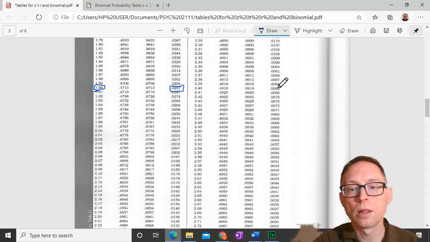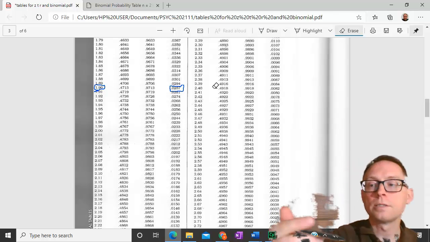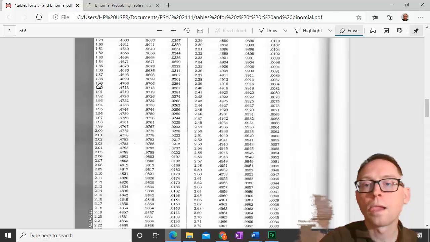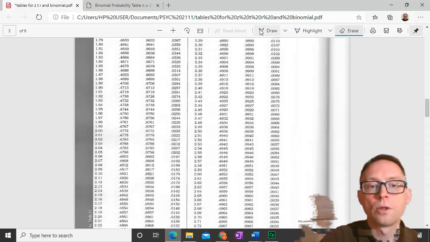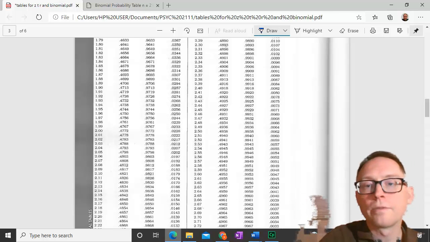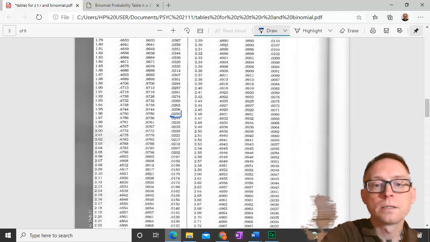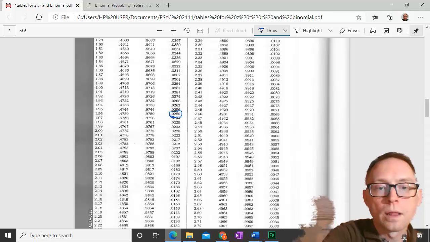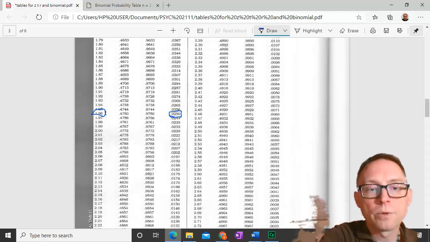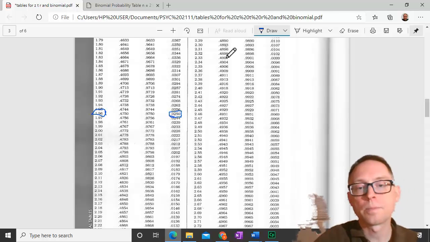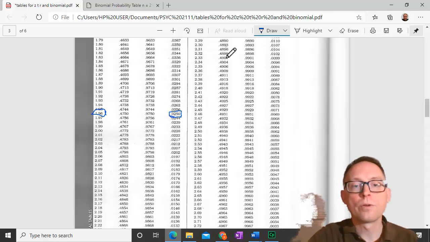0.025. And let's erase these that we had before, because that's not it. 0.025 is right here. That's 0.05 split into 2 tails. And so the value of Z is 1.96. The critical value of Z when alpha equals 0.05 in a two-tailed test is 1.96.